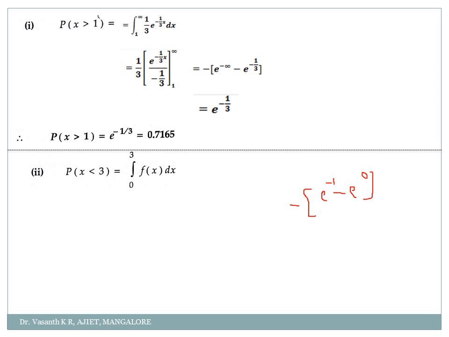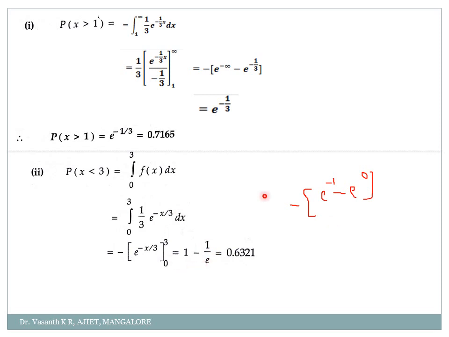So what is my function here? 1 by 3 into e to the power minus x by 3 into dx. So that step I am writing directly now, the same step as before. e to the power minus 1 by 3 x divided by minus 1 by 3. So 1 by 3 got cancelled, minus sign I have kept here with the limit 0 to 3. So when I apply the upper limit 3 here, what will happen? I will get e power minus 1, correct? So when I multiply with minus sign, minus 1 by e power minus 1 is simply written as 1 by e.